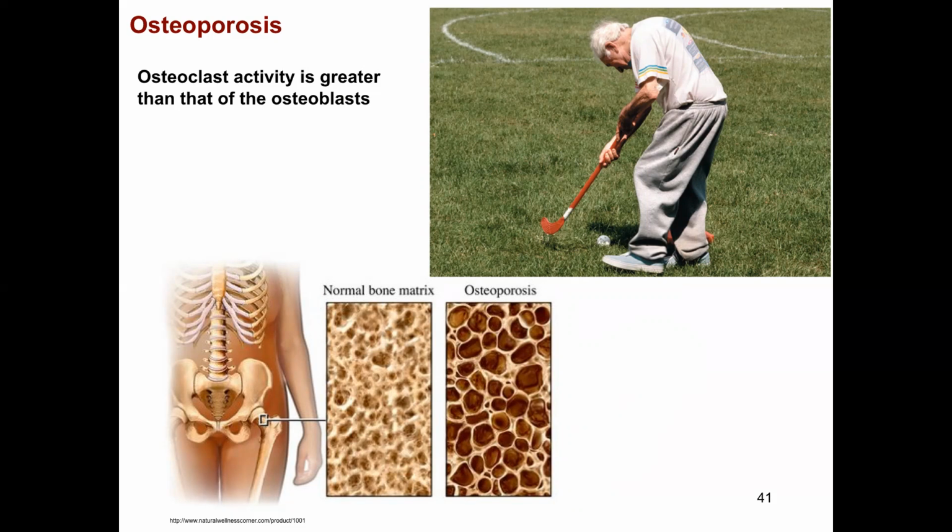Now, the osteoporosis, basically, like I said, you can see the difference between a normal matrix and an osteoporosis one. You can see there are a lot more spaces. This man has osteoporosis, with the kyphosis here, the hunchback. And that's just because his bones are becoming fragile and susceptible to breakage.